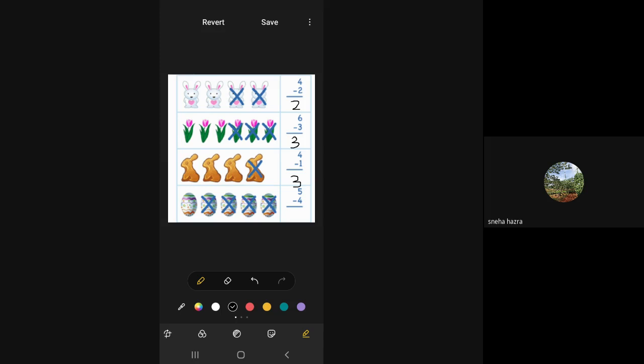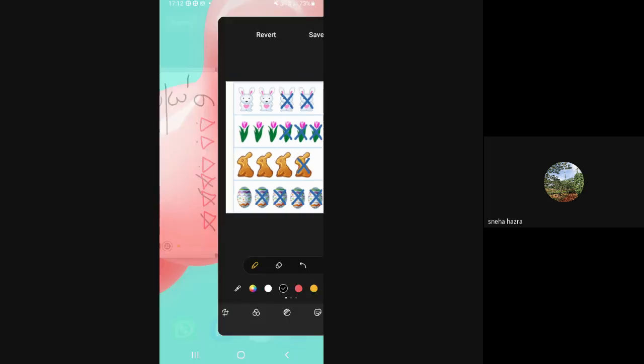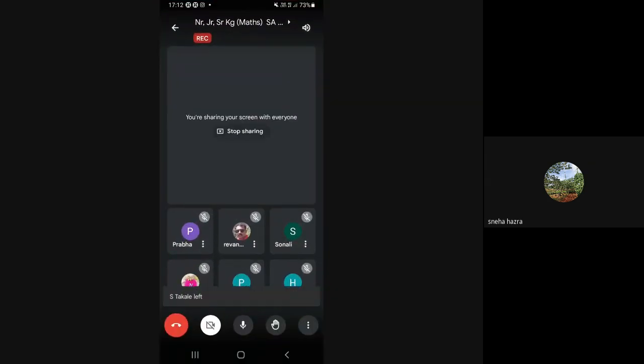Again, one more example. These are oval shapes. 1, 2, 3, 4, 5. This is 5. And from that, we will cut 4. 1, 2, 3, 4. So how many left? It is 1. Okay? All of you got this? We will solve one more example on a whiteboard. Just a second.